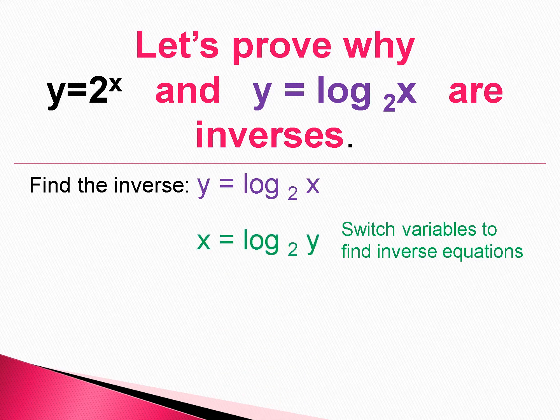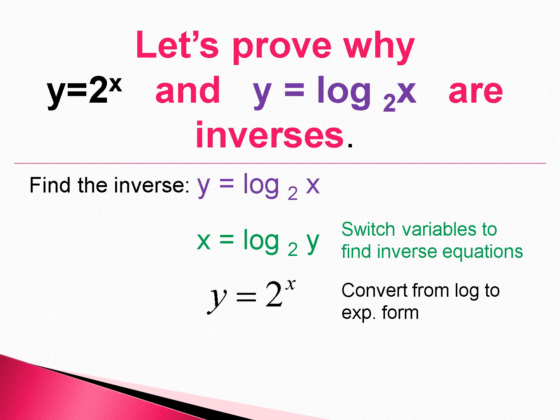Now, all you have to do is convert it back to an exponential and solve for y. So we're going to convert from log to exponential. My base is 2, my exponent is x, and it equals the argument y. So y equals 2 to the x. Oh my goodness, what I got right here is the same thing as what they gave me up here. And that's what you want it to be, okay?